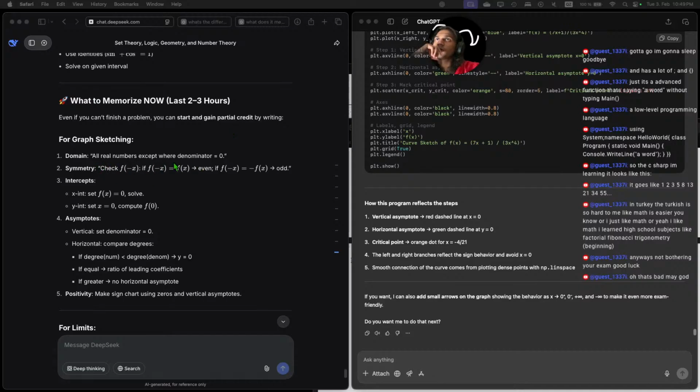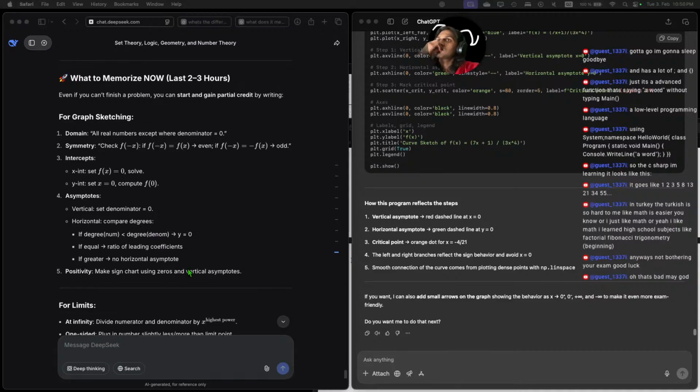The domain is all real numbers except where the denominator equals zero. Symmetry: if f of minus x equals f of x, it's even; if f of minus x equals minus f of x, it's odd. Intercepts. Asymptotes: vertical, set the denominator equal to 0; horizontal, compare the degrees. Make a sign chart using zeros and vertical asymptotes.